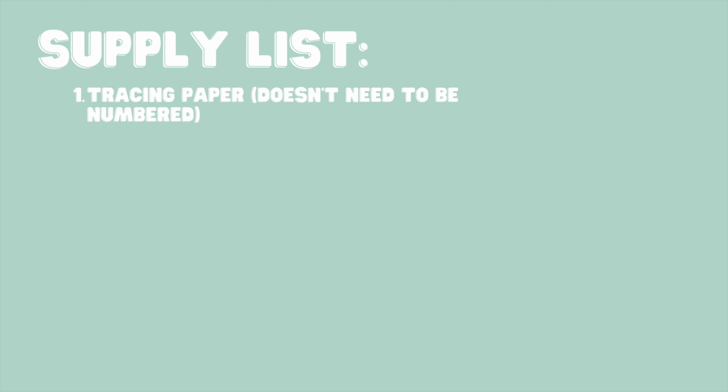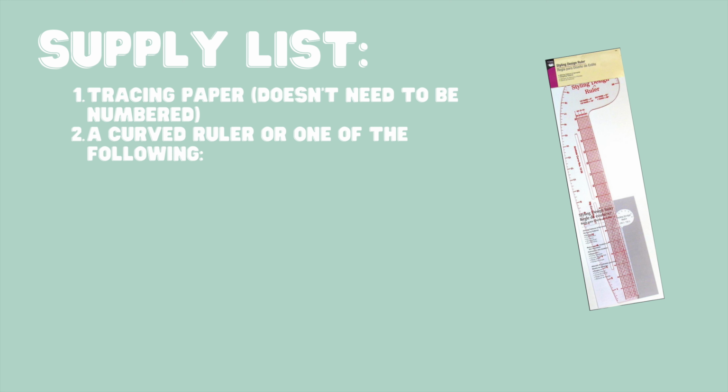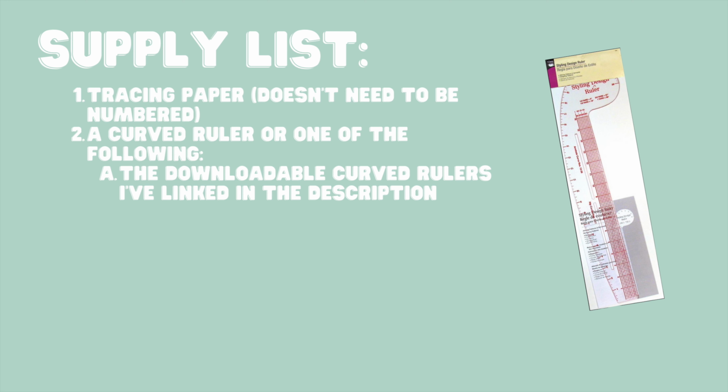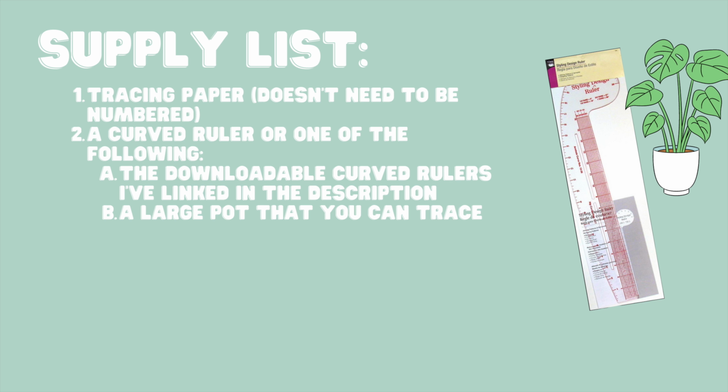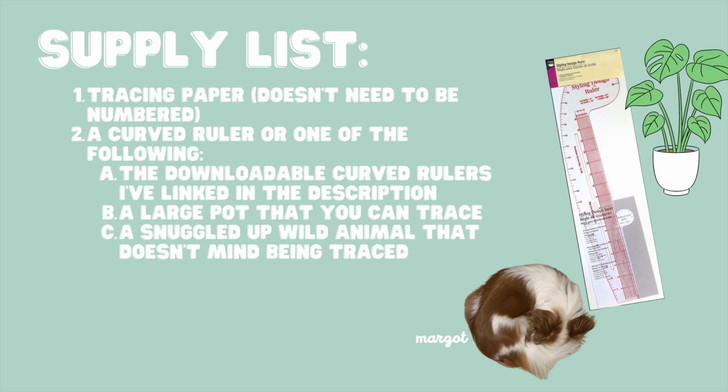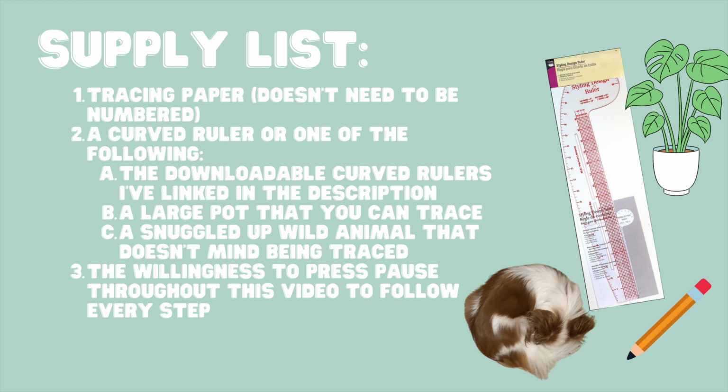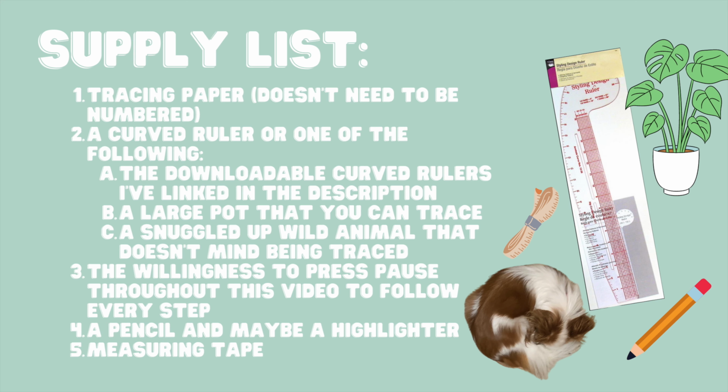Here are the supplies that you'll need. Tracing paper. I recommend doing this over your cutting mat to make sure that the lines are straight. A curved ruler or one of the following: the downloadable curved rulers I've linked in the description, a large pot that you can trace, and my personal favorite, a snuggled up wild animal that doesn't mind being traced. Also, the willingness to press pause throughout this video to follow every step, and a pencil and maybe a highlighter. And finally, a measuring tape.